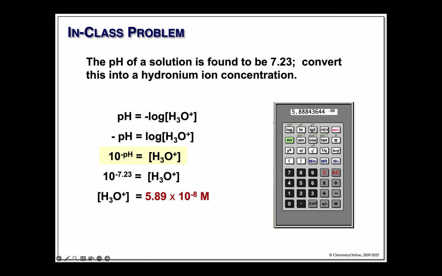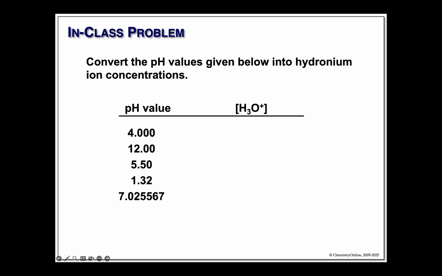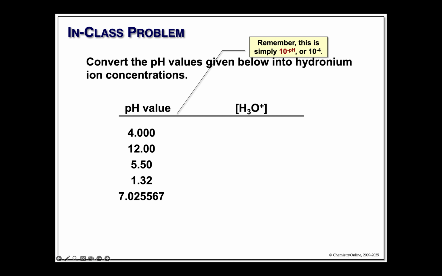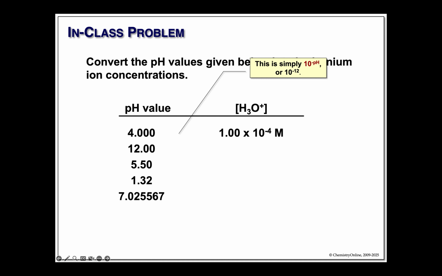Let's just do some problems. If I tell you the pH is 4, what's the hydronium? It's simply 10 to the minus pH. These are integer numbers, so that's so simple. That's simply 10 to the minus 4. Well, the same thing. 10 to the minus 12.